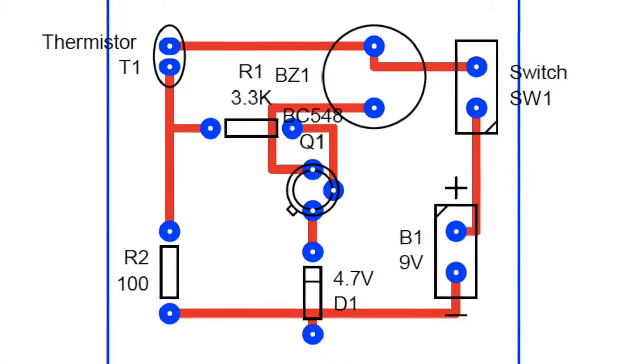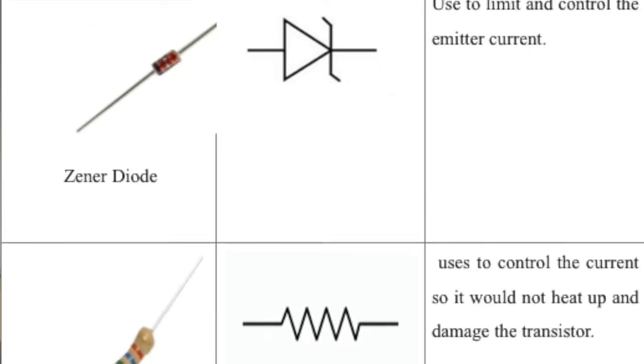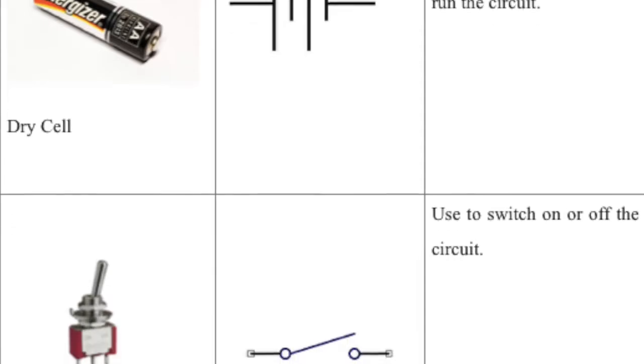I would like to tell you about the theory of a heat sensor. So, what exactly is in a heat sensor circuit? Well, let me tell you. There are a few components in a heat sensor circuit, which are the thermistor, the buzzer, the transistor, diode, resistor, dry cell, and switch. But what makes the heat sensor circuit a heat sensor? Well, here's the answer. It is the thermistor.